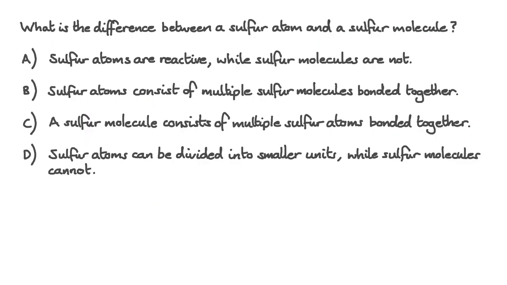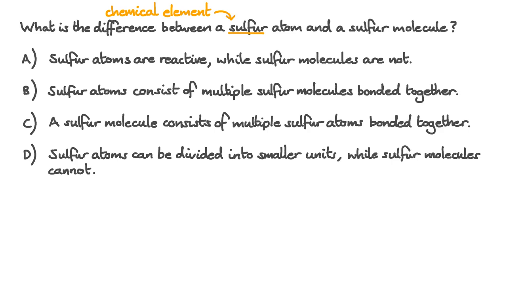Now let's have a look at a slightly tougher question. What is the difference between a sulfur atom and a sulfur molecule? A. Sulfur atoms are reactive, while sulfur molecules are not. B. Sulfur atoms consist of multiple sulfur molecules bonded together. C. A sulfur molecule consists of multiple sulfur atoms bonded together. Or D. Sulfur atoms can be divided into smaller units, while sulfur molecules cannot.